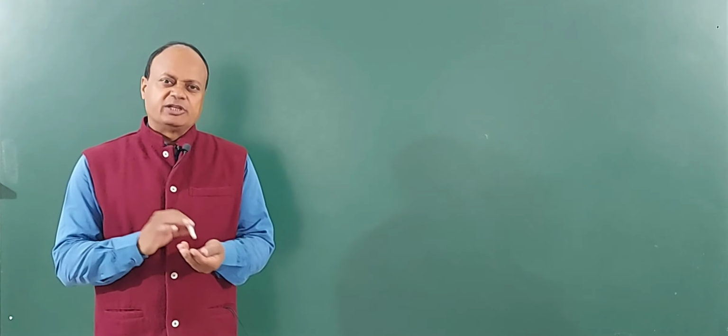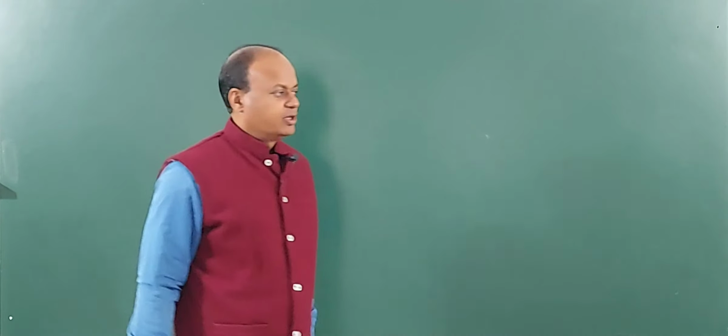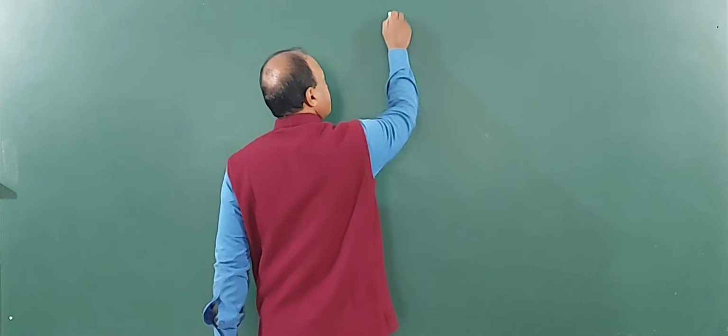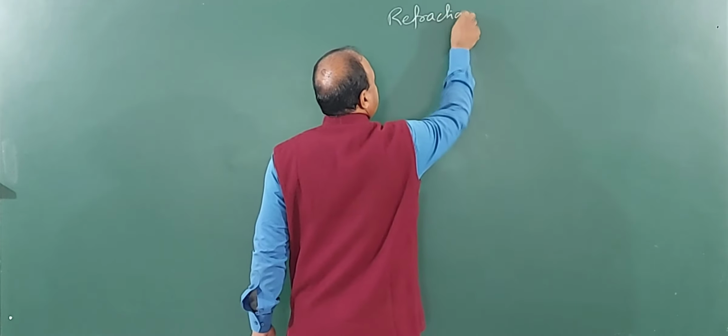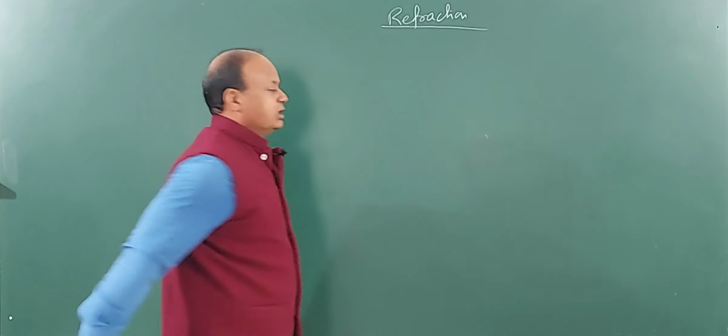Hello children, today we are going to discuss an important topic, ray optics. The chapter name is ray optics and we are going to discuss the phenomenon of refraction and how it takes place and what quantities vary as a consequence of refraction. So let's see what is the refraction of light. Refraction of light.